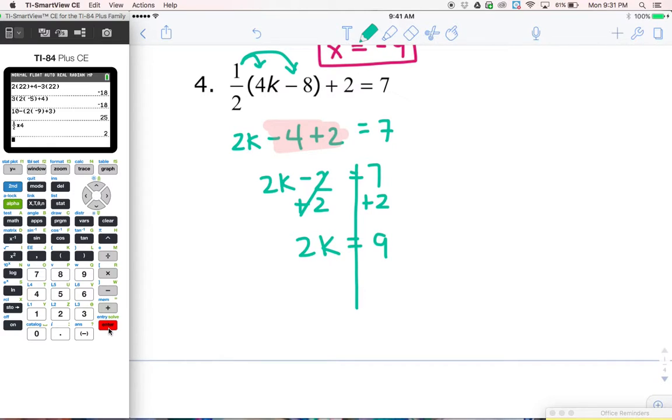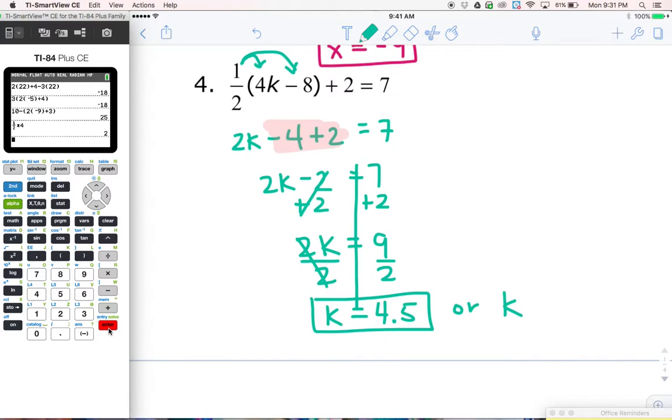All right, last but not least, divide both sides by 2. And we've got k is equal to 4.5. Okay, again, if you want to leave this as 9/2, that's also fine. Same thing. All right, don't forget to check your answer.